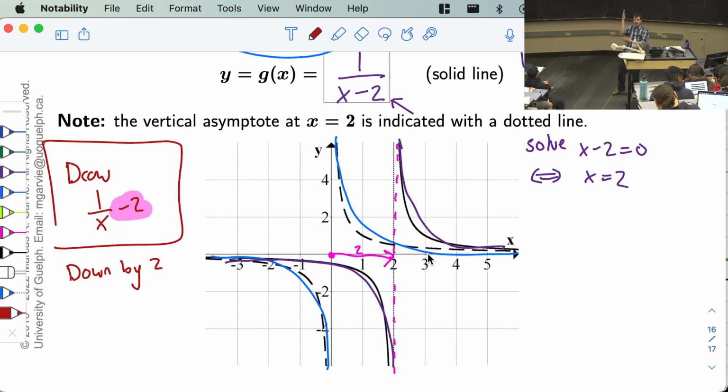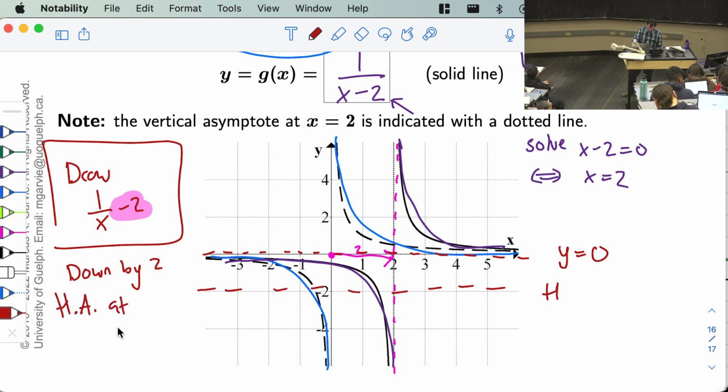Of course, when it goes down by 2, the vertical asymptote doesn't move at all. But now what moves is the horizontal asymptote. So this function, this whole time, had a horizontal asymptote at y equals 0. And we've moved it down by 2, so the new function is going to have a horizontal asymptote at y equals minus 2. And so it's going to look something like this.